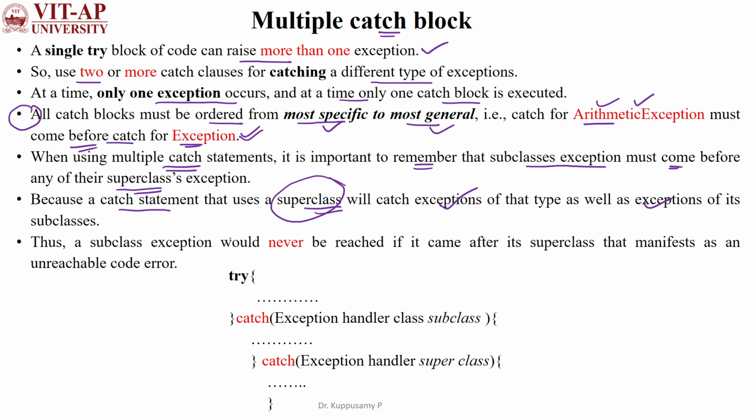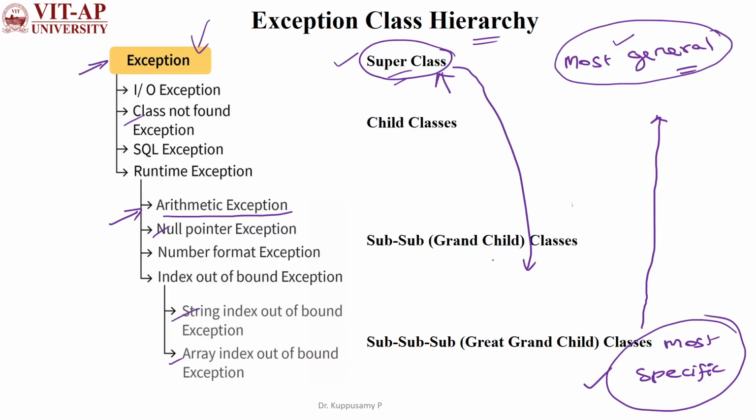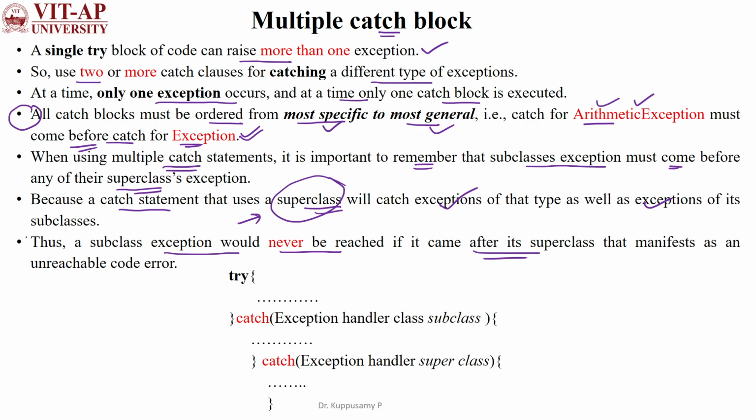So here, if you use the superclass first, then a subclass exception will never be reached if it comes after the superclass. That means if you are using a catch clause with the superclass first, then a second catch clause for other subclasses will never be reached. That is the point which is written here.